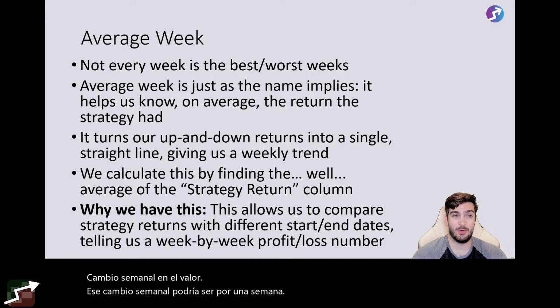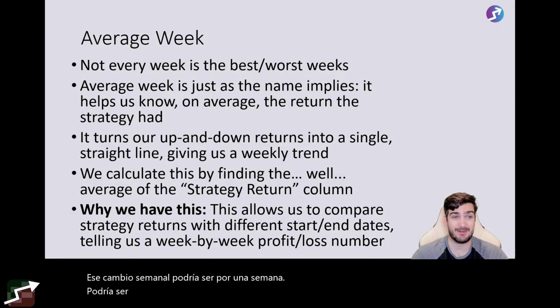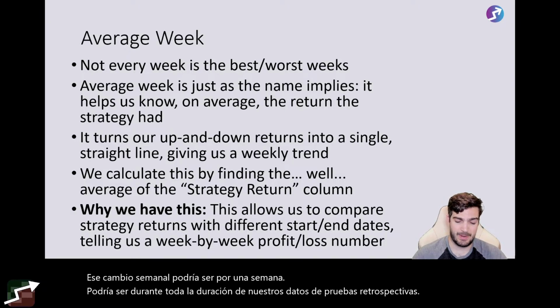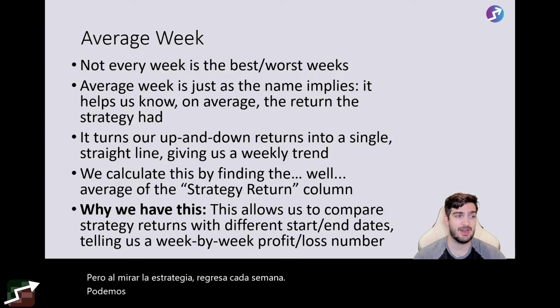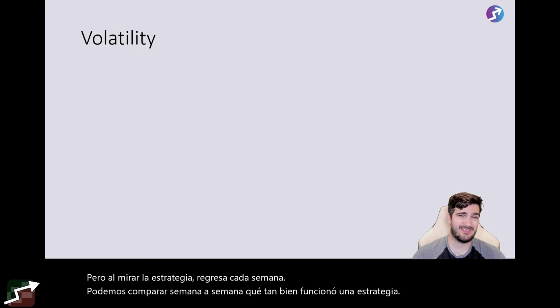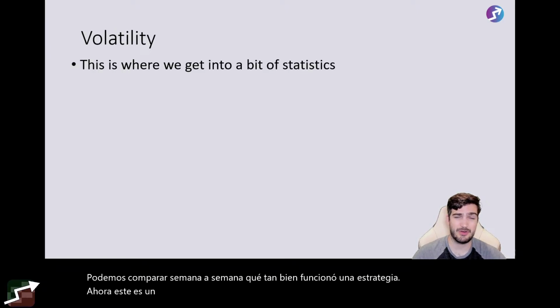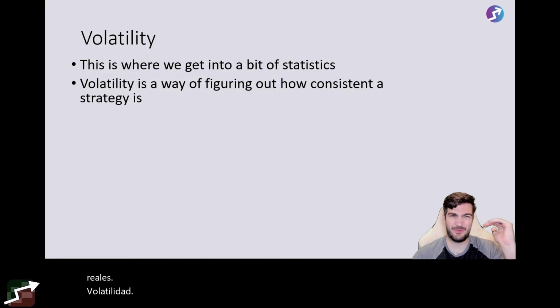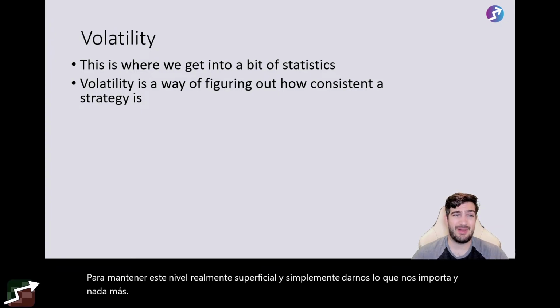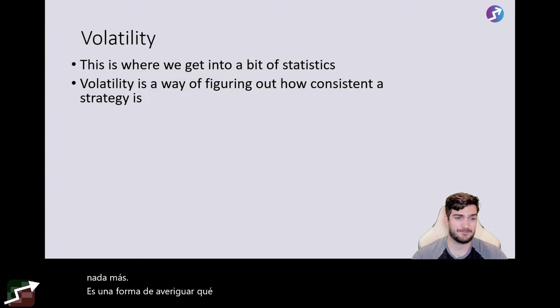It could be over the entire duration of our backtesting data. But by looking at the strategy returns every week, we can compare week by week how well a strategy did. Now, this one is a little tricky to talk about because we start getting into some real statistics. Volatility. To keep this really surface level and just give us what we care about and nothing more, it's a way of figuring out how consistent a strategy is.